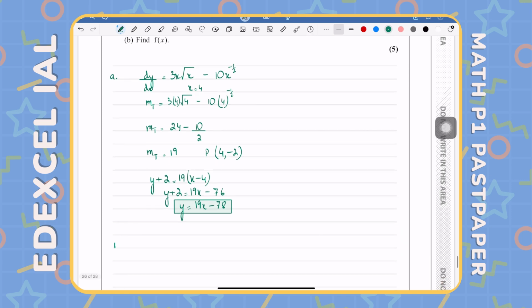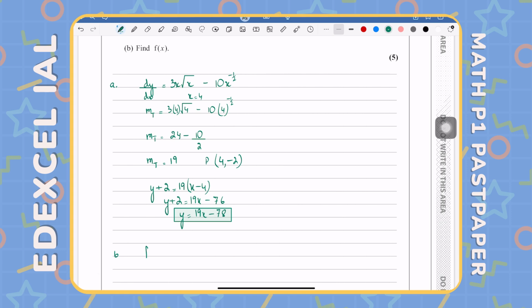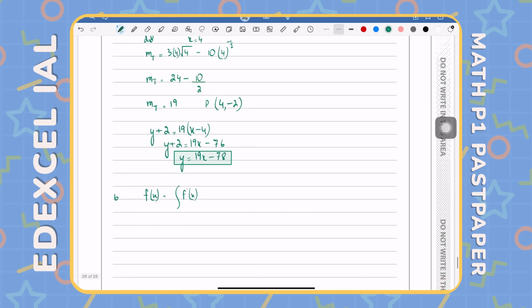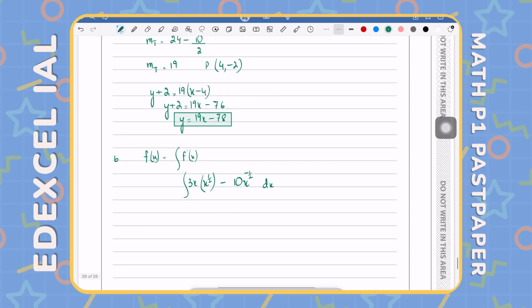In part B, we have to find the equation of the curve. We have to find f of x. So f of x will basically be equal to the integral of f prime of x. Okay, so you integrate dy by dx, you get the equation of the curve. So what we're integrating is 3x under root x. A good idea would be, instead of writing it as 3x under root x, to write it as 3x into x power half, because that will make simplifying it easier in the next step. Minus 10 x raised to the power minus half, and don't forget that we're integrating with respect to x. We're integrating this entire expression with respect to x.